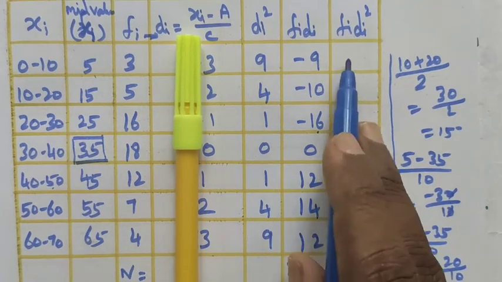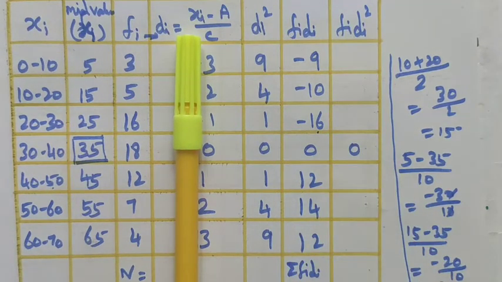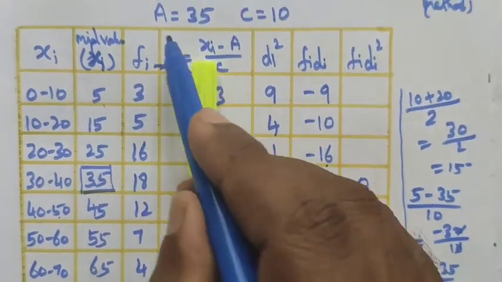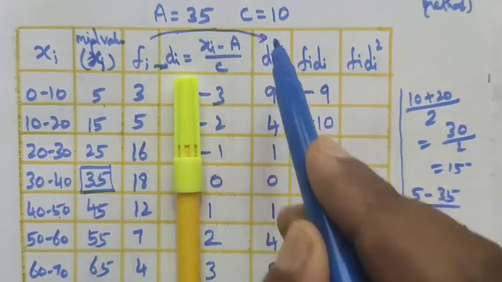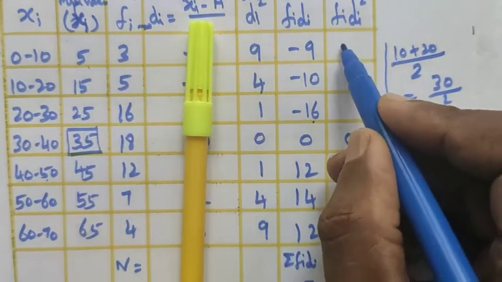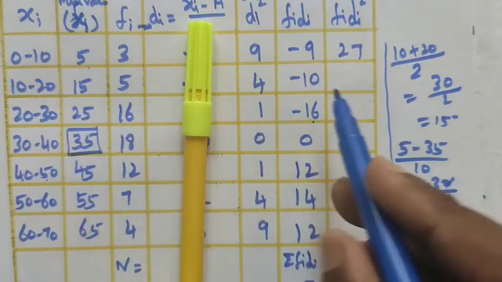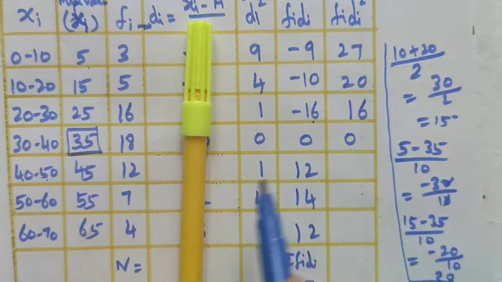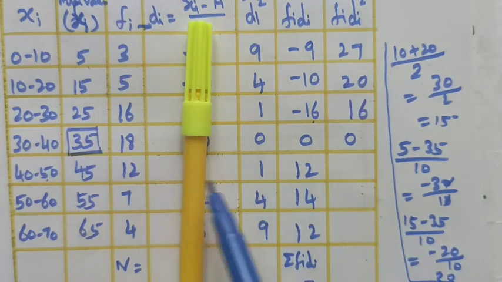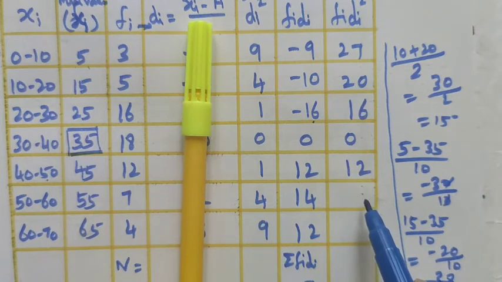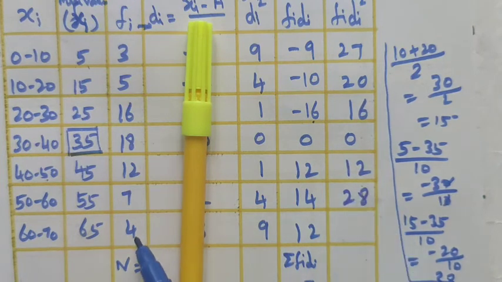Now we want to find out fi di square. So take this di square and multiply fi and di square, these two terms. If you multiply, 3 9s are 27, 5 4s are 20, 16 1s are 16, 18 into 0 is 0, 12 1s are 12, 7 4s are 28, 4 9s are 36.